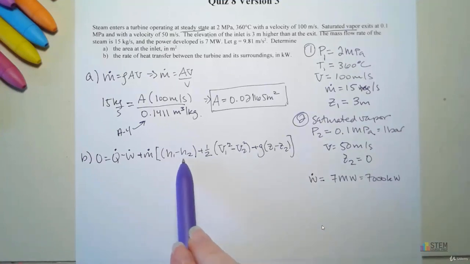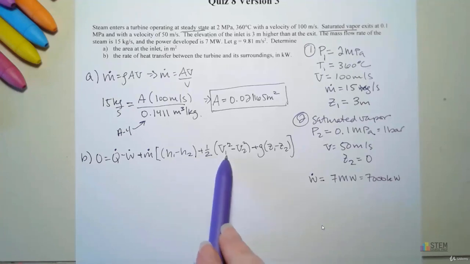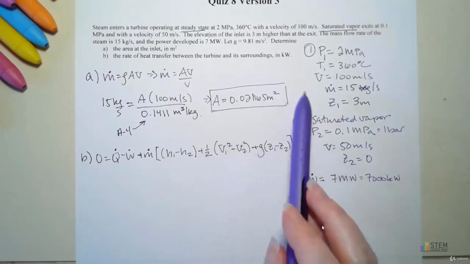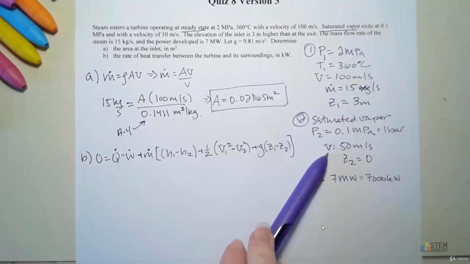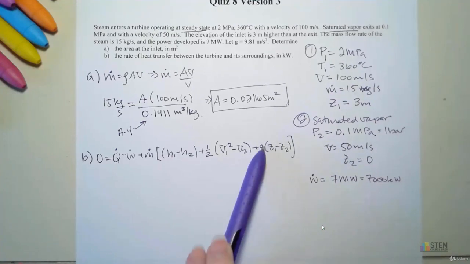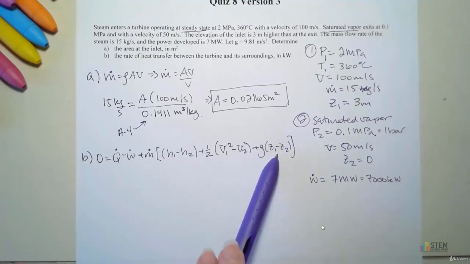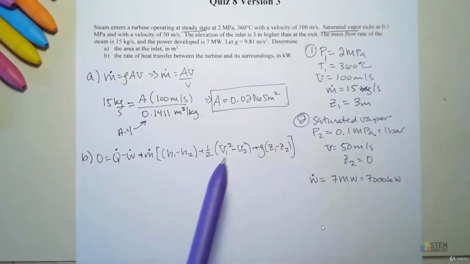H values, those will be found in the tables. And then velocities, we've got our velocities. V1 was 100, V2 was 50. And this potential term, it gave us g, and then we also have our elevations. So basically we have everything we need to find Q.